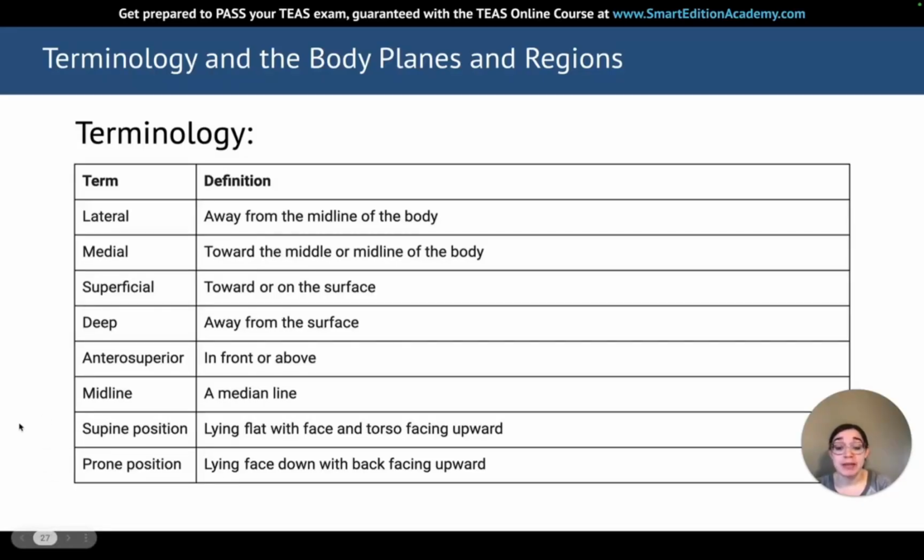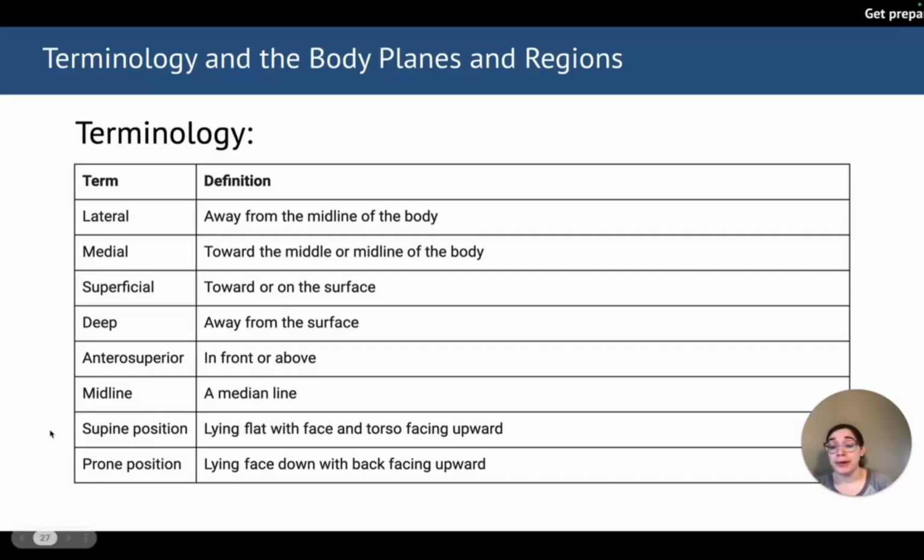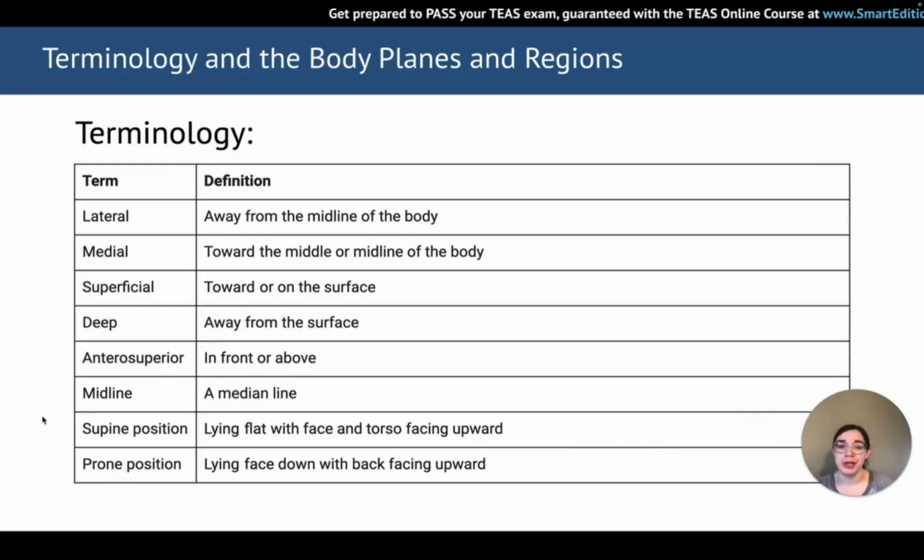The supine position indicates that a person is lying flat on their back with their face and their torso facing upward, while the prone position is the opposite. They're lying face down with their back facing upward. So those terms are important to know as well.